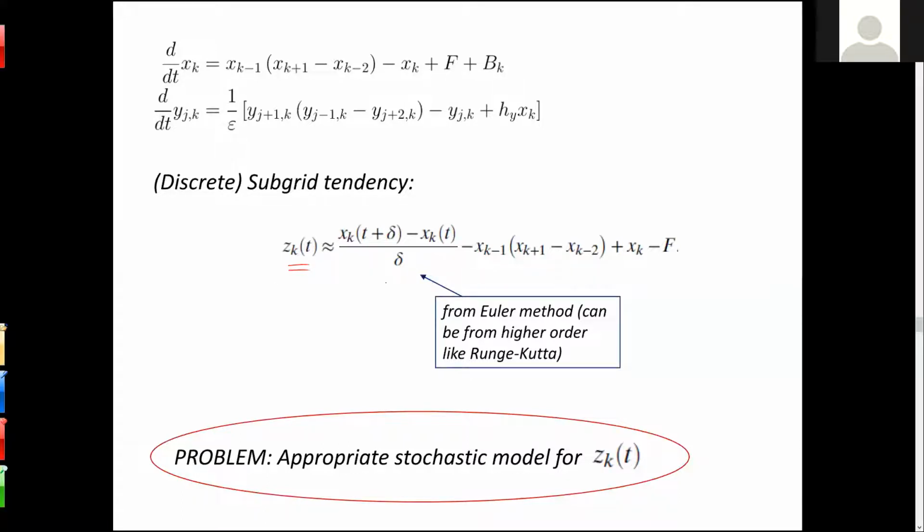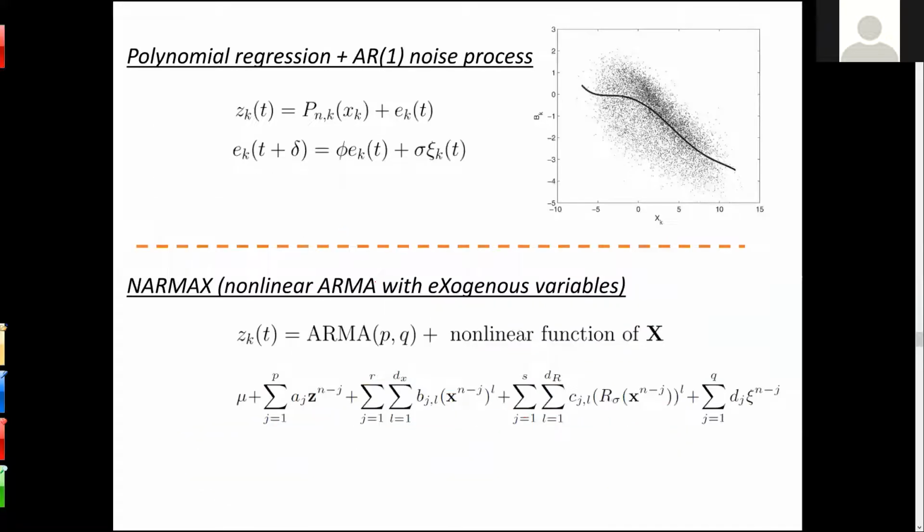This is one way to estimate ZK. If you use the Euler formula, this part can be replaced by a higher order, so I make a note here for higher order integration methods like RK. So our problem is how to find an appropriate stochastic model for ZK. I present AR1 and NARMAX in the previous slides. By AR1, we mean a polynomial regression plus an AR1 noise process. In the graph at the right, you have XK.